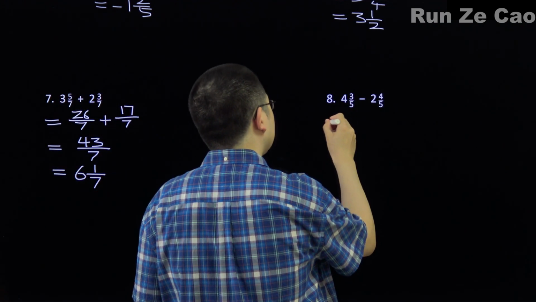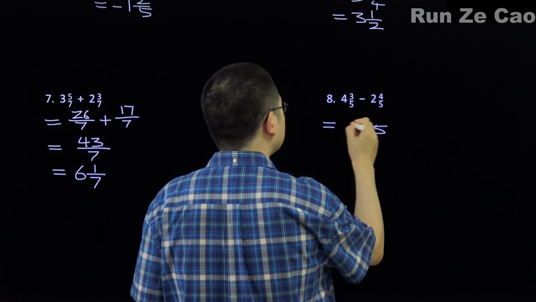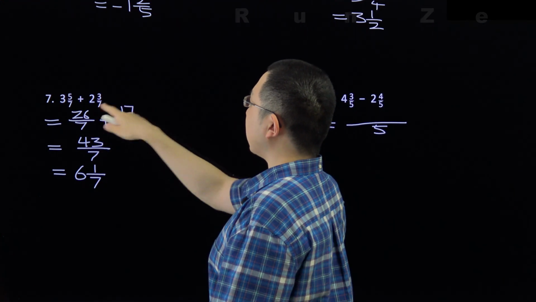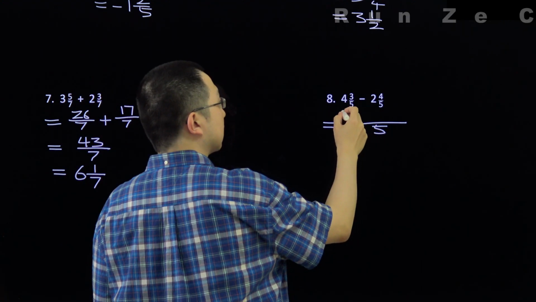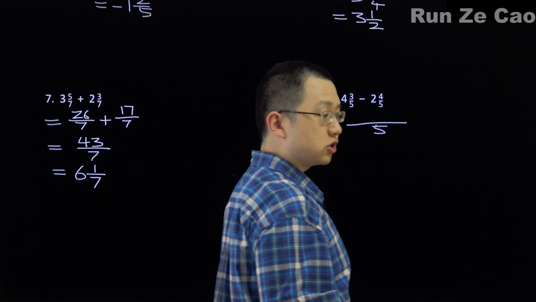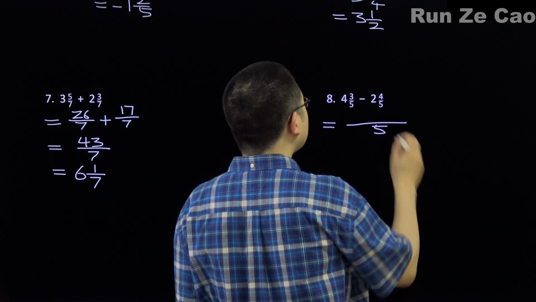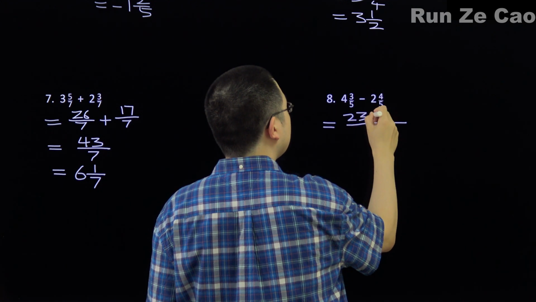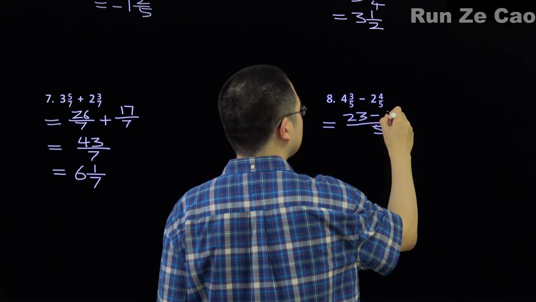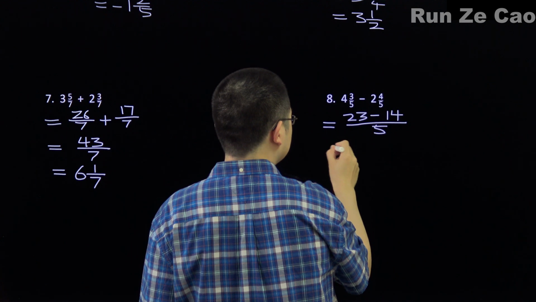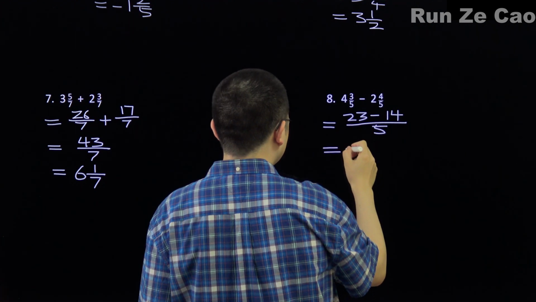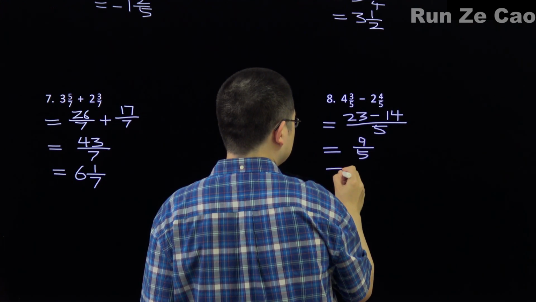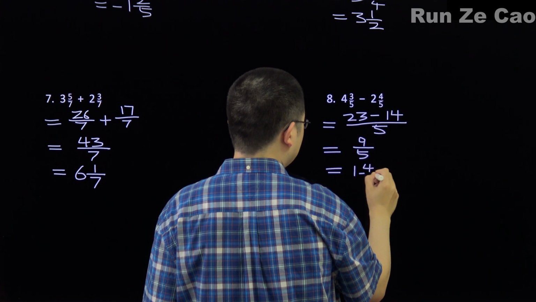So what else could we do? Well, we could kind of make this step already have the denominator merged, which means 4 times 5 is 20, 23, minus 2 times 5 is 10, 14 over 5. That leaves us at 9 over 5, which is 1 4/5.